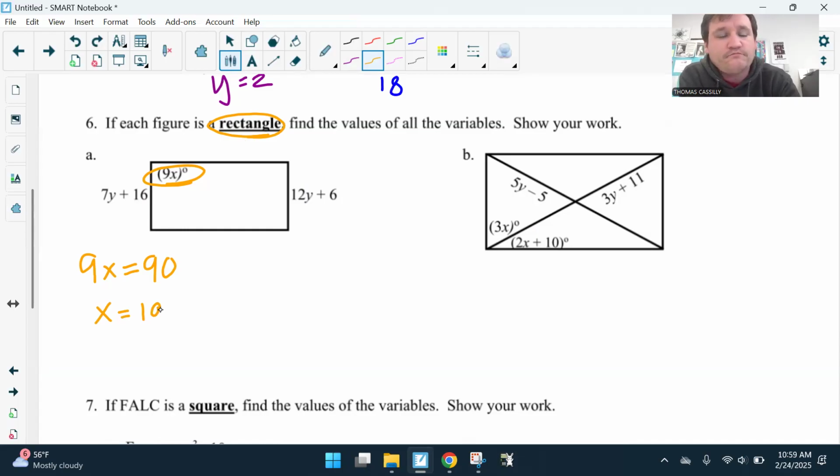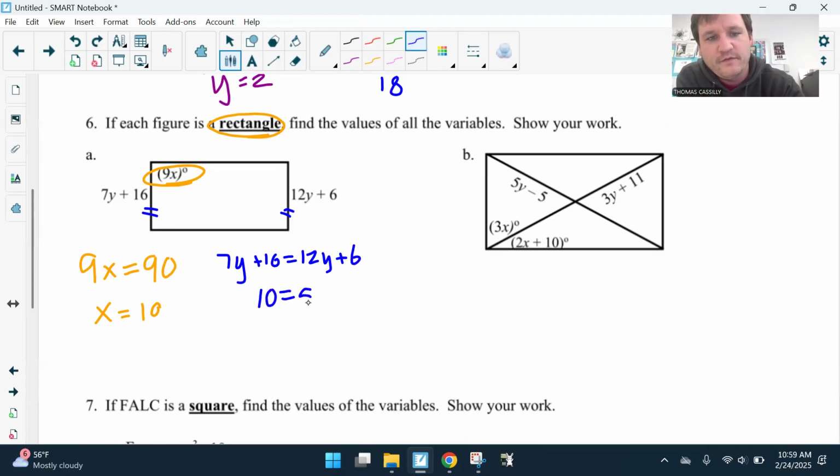Now, every single rectangle is a parallelogram. We know parallelograms have opposite sides that are congruent. So we can set these two equal to each other. We get 7y plus 16 equals 12y plus 6. Subtract the 7y, subtract the 6. We're going to have 10 equals something. I want to say 5y. 10 equals 5y. Divide both sides by 5. You're going to get y equals 2. So again, in this chapter, the algebra is not terribly difficult. It's just using these properties and knowing what to do.